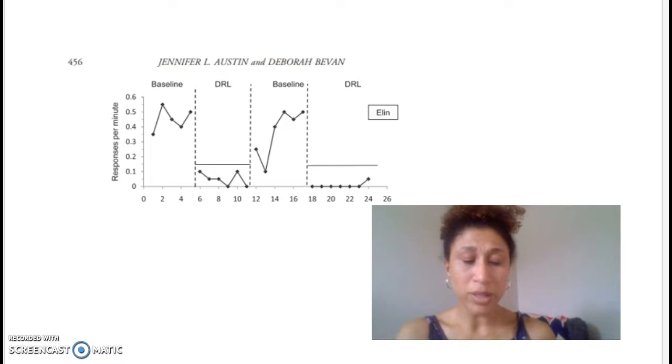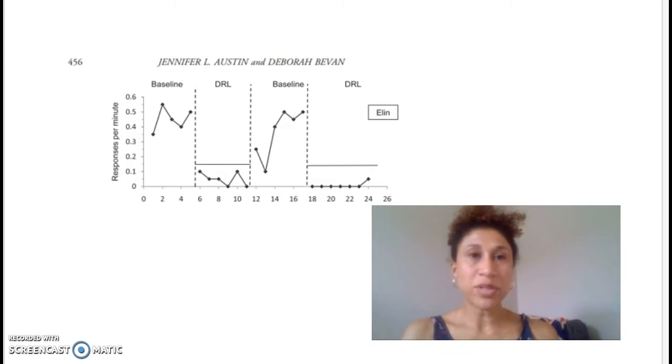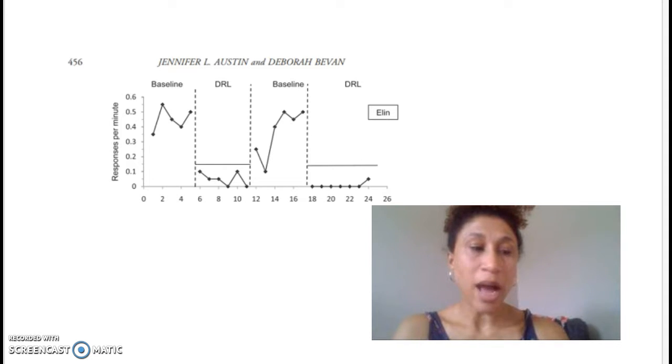Now I'm going to talk about the same baselines in regards to level, trend, and variability. So, levels in the 4 phases. That is the levels of responding according to the graph. The baseline indicates high levels of responding, and then there are low levels of responding in the DRL when it's implemented, and then high levels of responding again in the second baseline phase, and then it goes down to almost nil, or to 0, in the 4th phase.